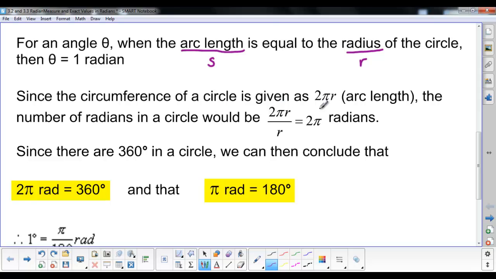Now, because the circumference of the circle is given by 2 pi r, all the way around the circle is 2 pi r, so that would be the arc length. The number of radians in a circle, remember, we're using the formula, is theta equals 2 pi r over r, so that tells us the number of radians in an entire circle is 2 pi. So if we rotate all the way around, instead of 360 degrees, we can say that is 2 pi radians.